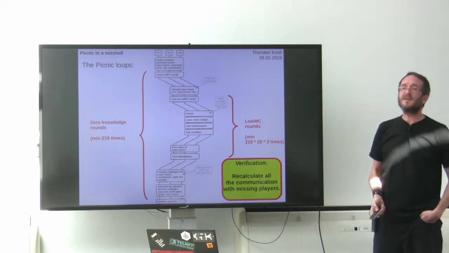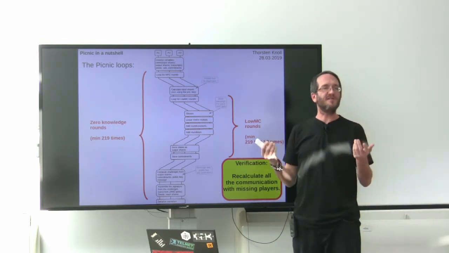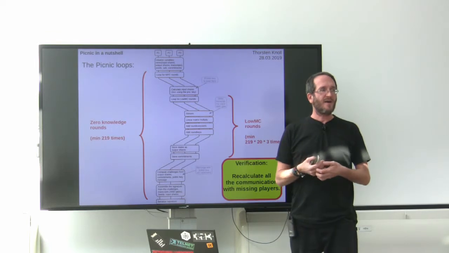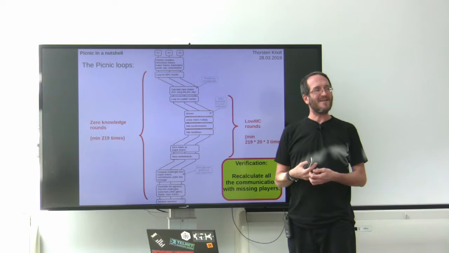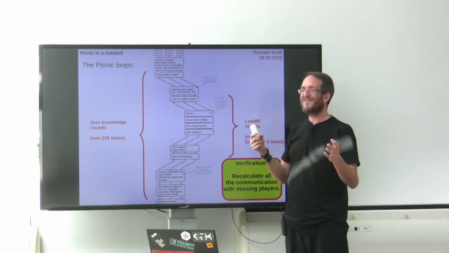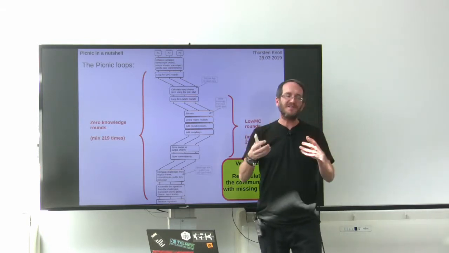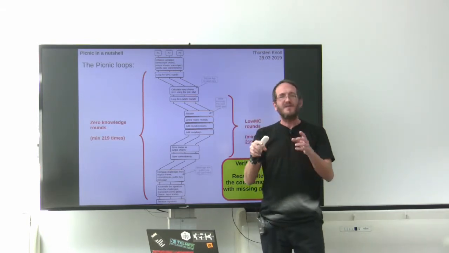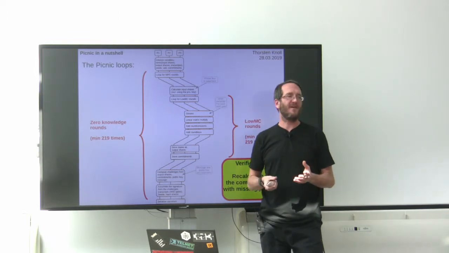Verification: recalculate all the communication that got transcripted, mainly the signature. And now is the clue, leave out two of the three players. I can't talk you through how that works, but the main idea is you get the full transcript, leave out some parts, recalculate it, and if it still fits, it's a valid verification of the signature.